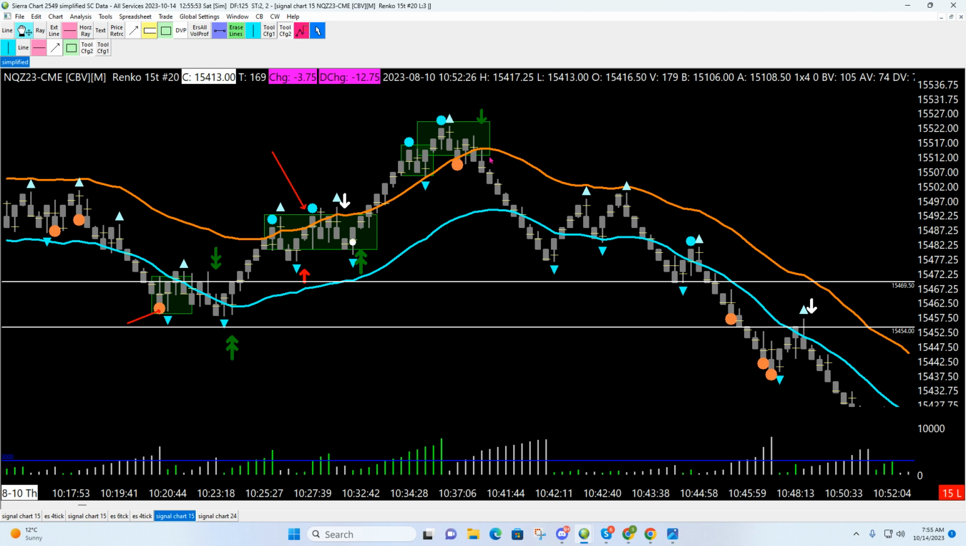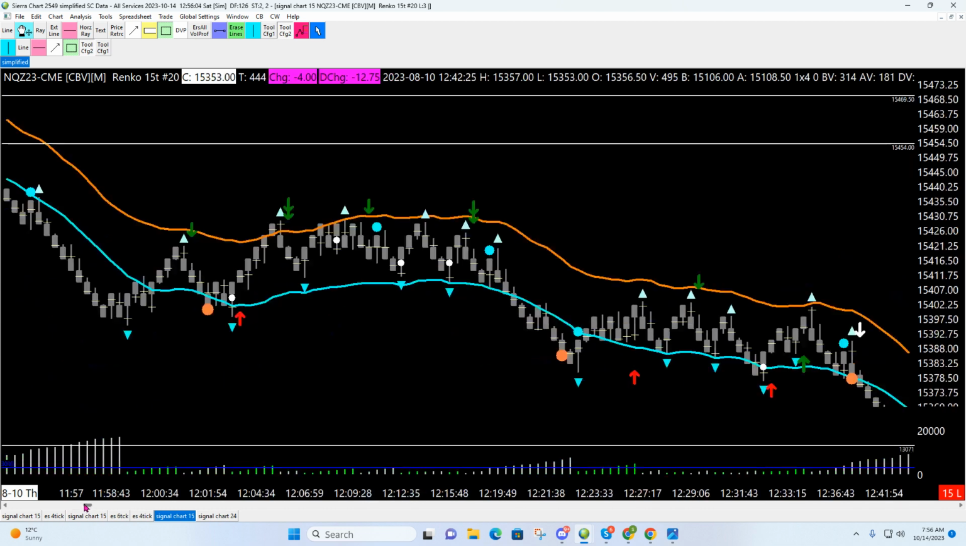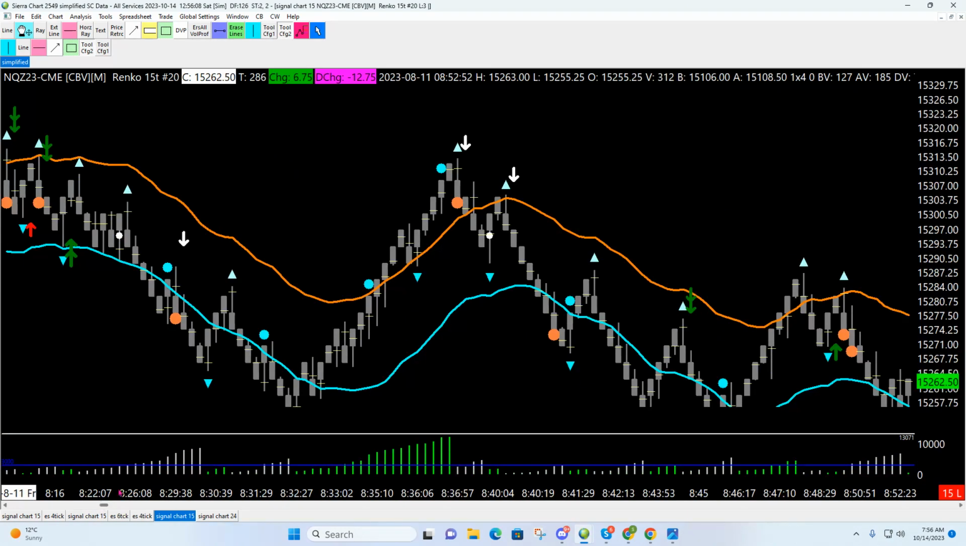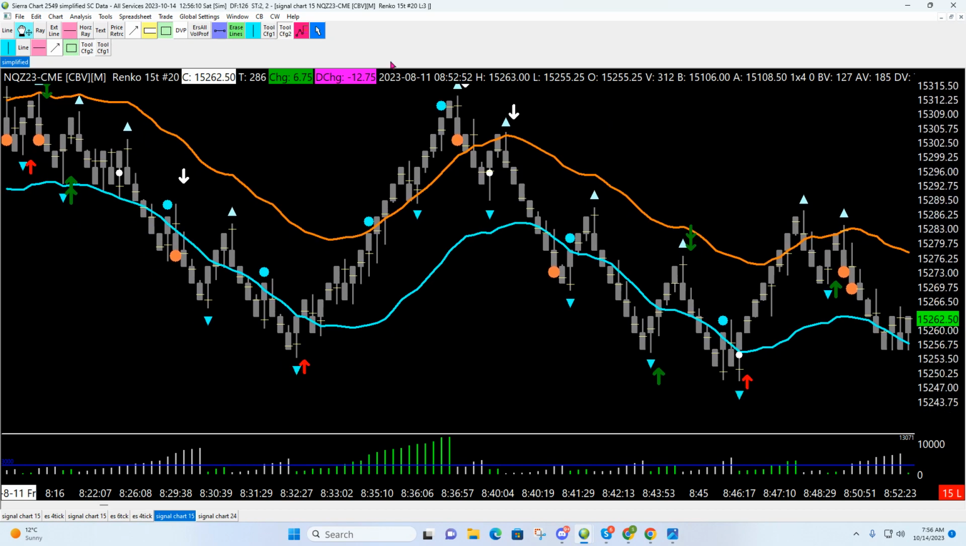Now, I can add complexity and layers to this, right? But you don't have to. You're really focused on the AM session. So if we came out of here, let's go into Friday morning and see what happens to us. So here's 8:30, and we're going to go through the same process again. All right, so the market opens right here.